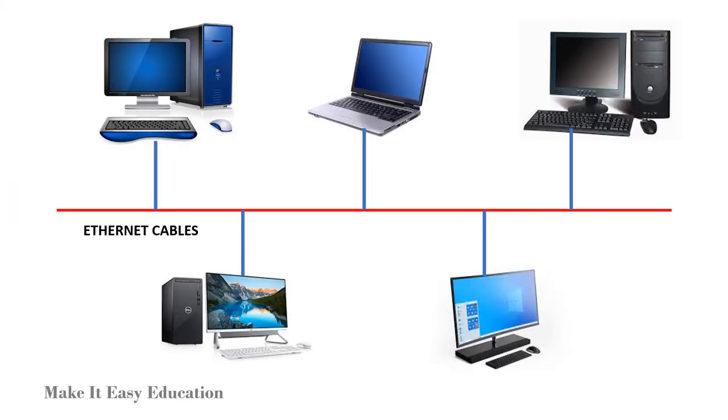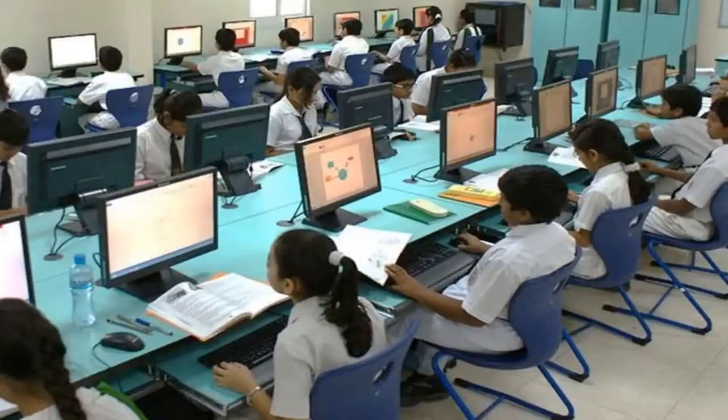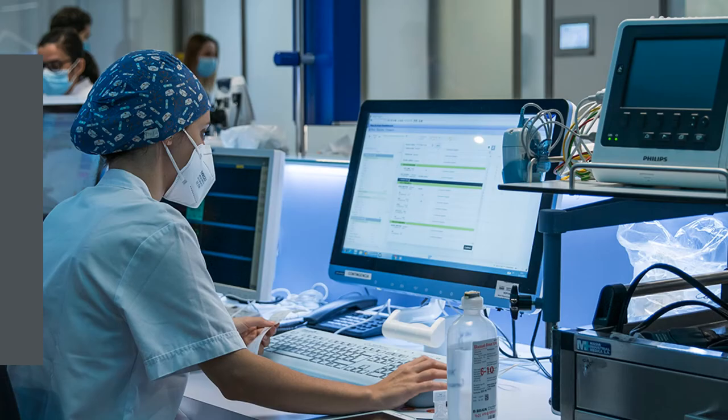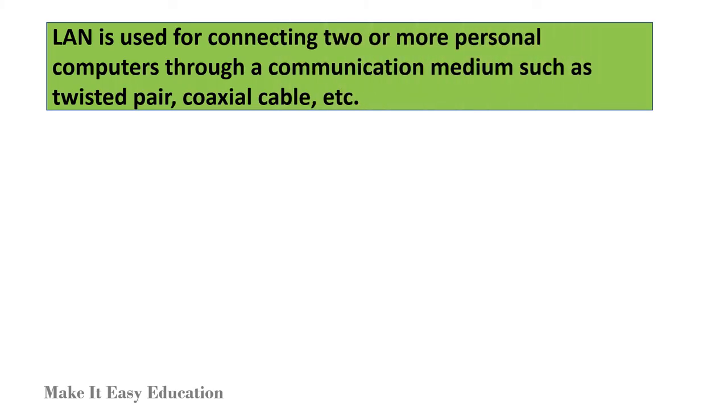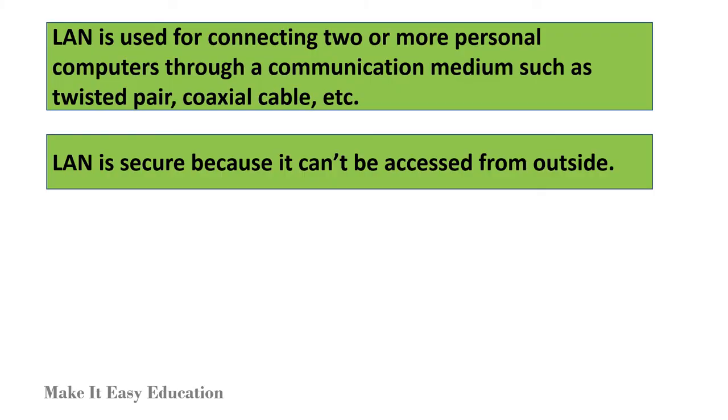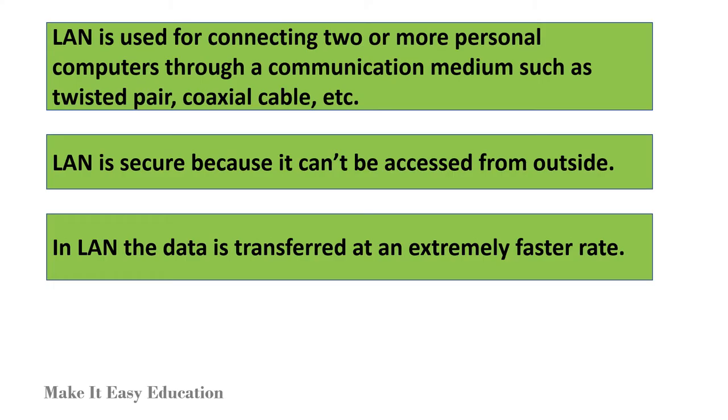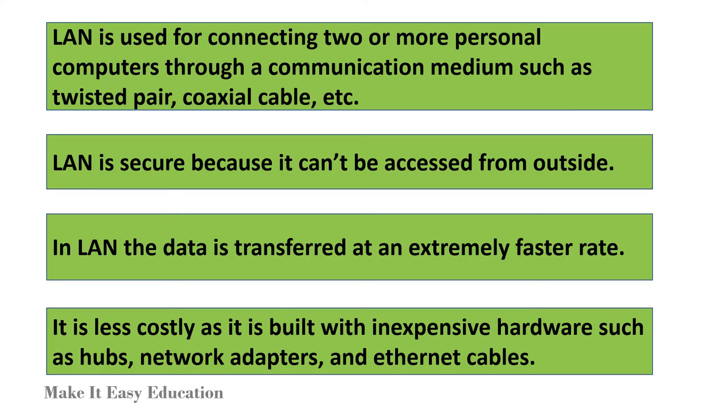Local area network. A local area network is a group of computers connected with each other in small places such as school, hospital, etc. LAN is used for connecting two or more personal computers through a communication medium such as twisted pair, coaxial cable, etc. LAN is secure because it can't be accessed from outside. In LAN, the data is transferred at an extremely faster rate. It is less costly, as it is built with inexpensive hardware, such as hubs, network adapters, and Ethernet cables.